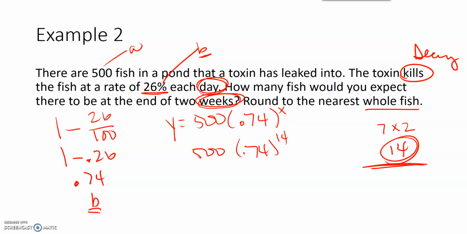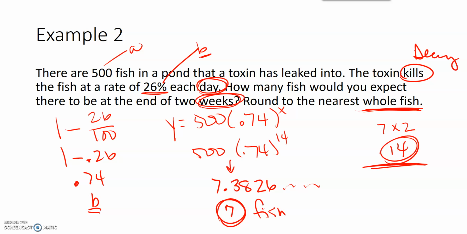0.74 to the 14th power. Again, we're going to use a calculator, so 500 times 0.74 to the 14th. I ended up with 7.3826 and a bunch of decimals here. Really, I'm not concerned with all those decimals because we're rounding to the whole fish. So I'm looking there at the 3, and 3 is less than 5. So my answer is 7. That's a pretty drastic change in that fish population. We started out with 500, and at the end of 2 weeks, we're only left with 7 fish. That's a pretty potent toxin. Hopefully someone would have done something about that along the way to save that fish population.